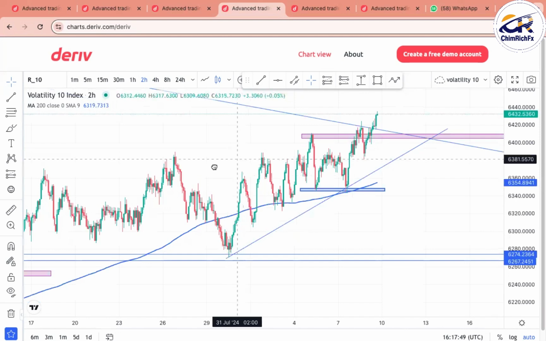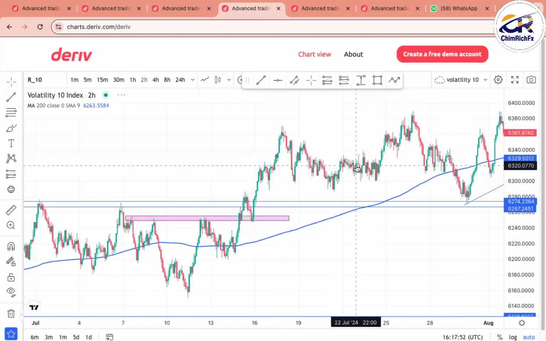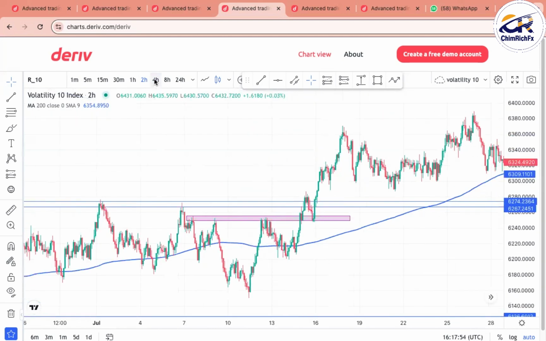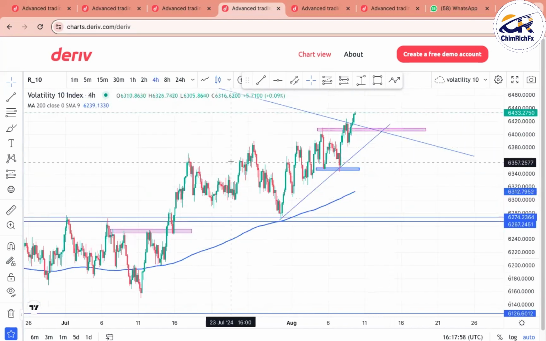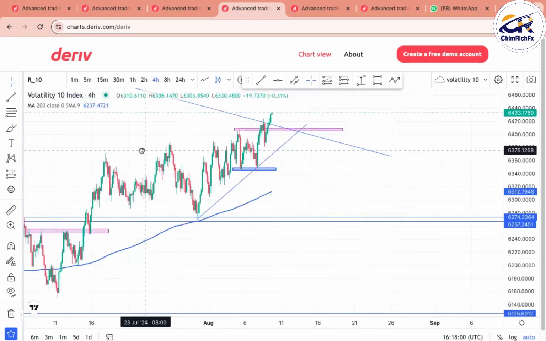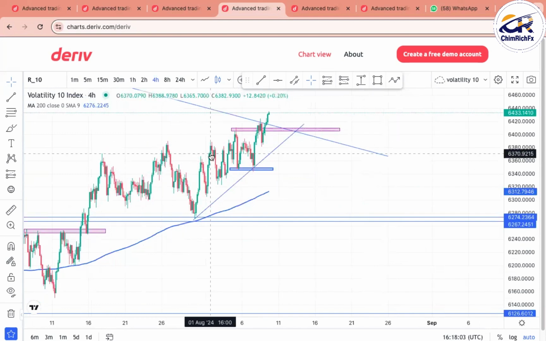I'm looking out more for a buy because this is what the market is giving us. From the 4 hours time frame, you can see that it is on a bearish move, so it is not logical to look for a sell case scenario. That is that for the V10 index.